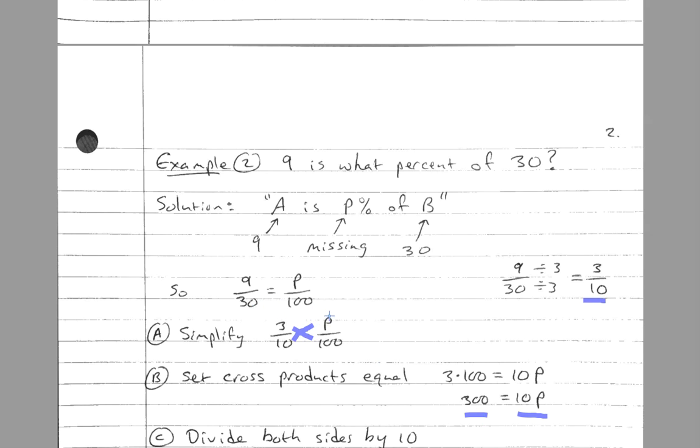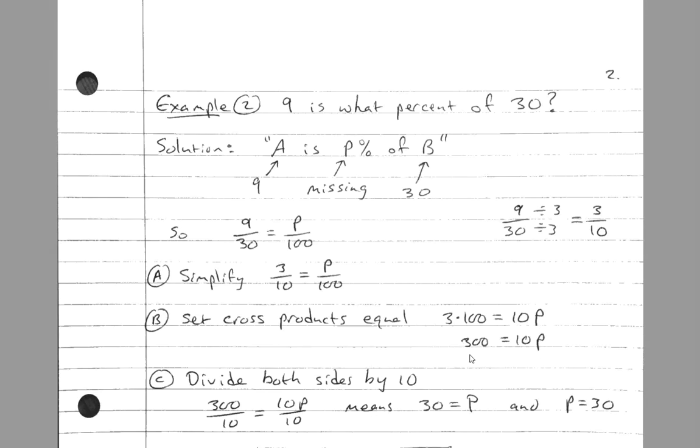All right, so you can see how our answer progresses. We start with this, we simplify it to this, and now we get this. Now we're using the cross product property. So 300 is equal to 10 times p.